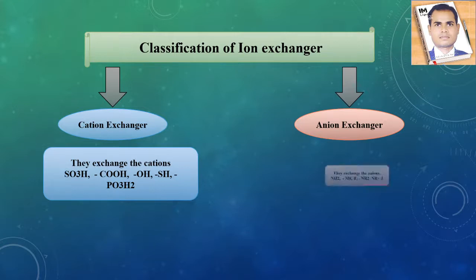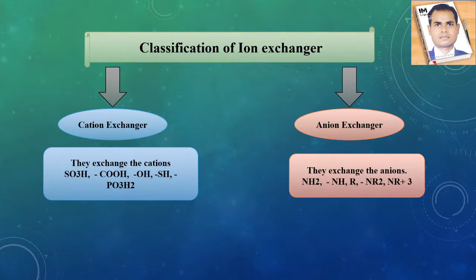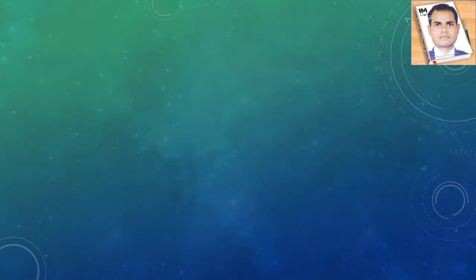And the next is the anion exchanger. In this case, they exchange the anions. You can see here NH2 and NH, and R you can take here, and NR2 and NR3 plus. So this kind of ion exchanger we can use as a cation exchanger and anion exchanger.